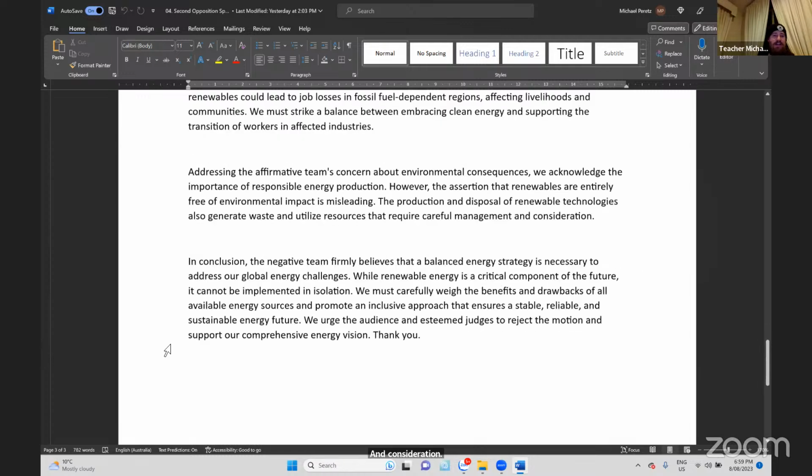In conclusion, the negative team firmly believes that a balanced energy strategy is necessary to address our global energy challenges. While renewable energy is a critical component of the future, it cannot be implemented in isolation. We must carefully weigh the benefits and drawbacks of all available energy sources and promote an inclusive approach that ensures a stable, reliable, and sustainable energy future. We urge the audience and esteemed judges to reject the motion and support our comprehensive energy vision. Thank you.